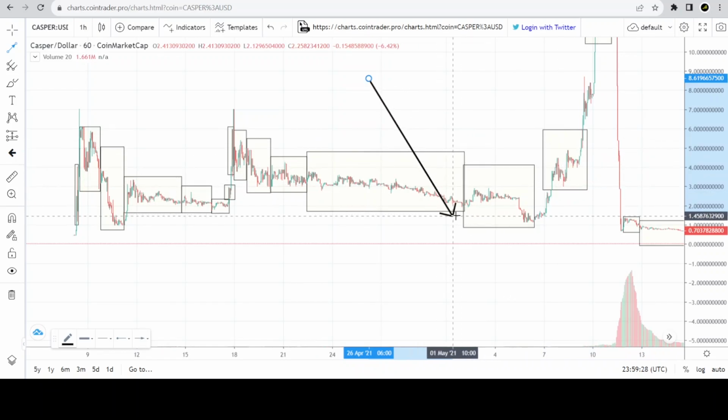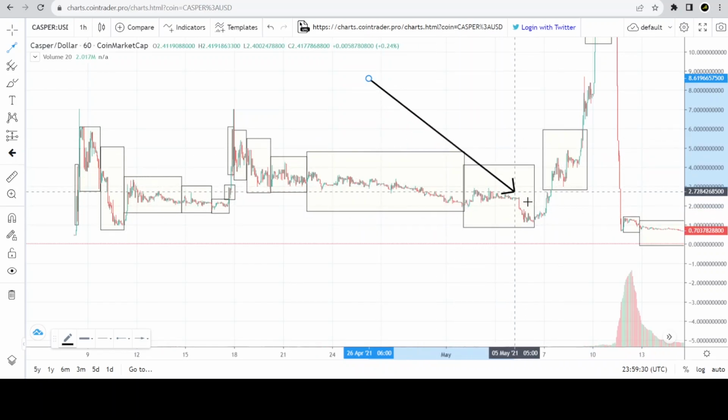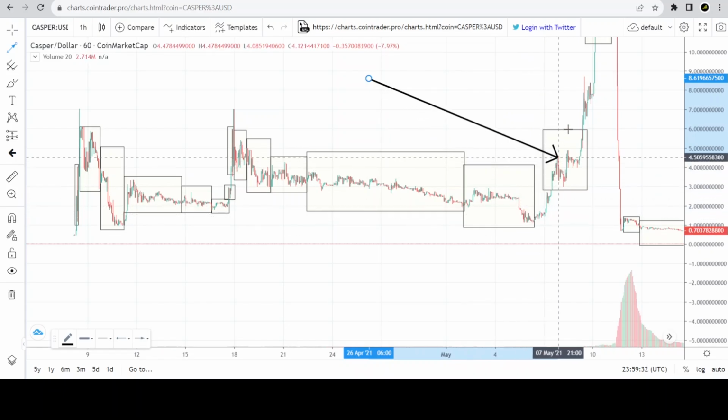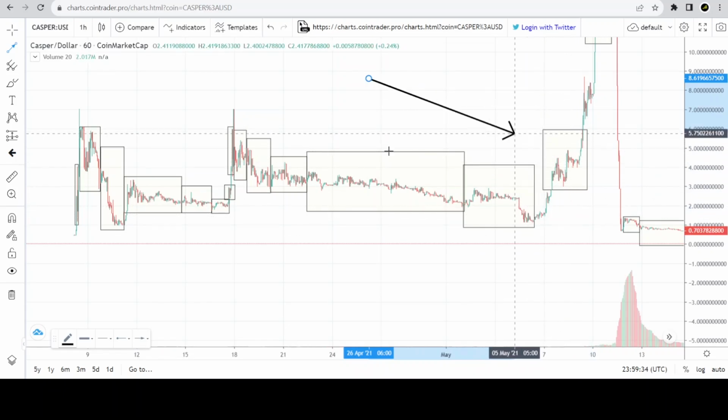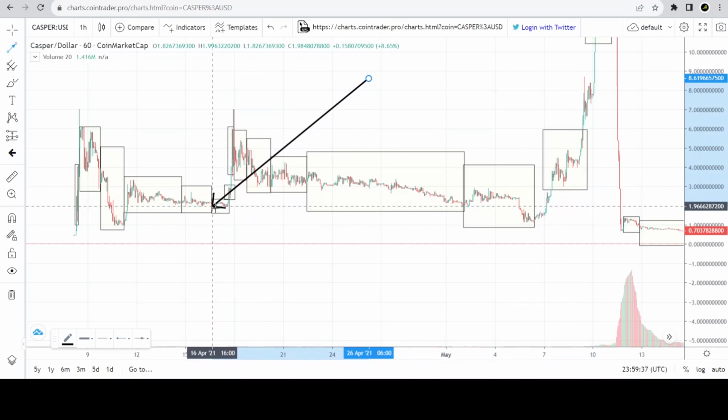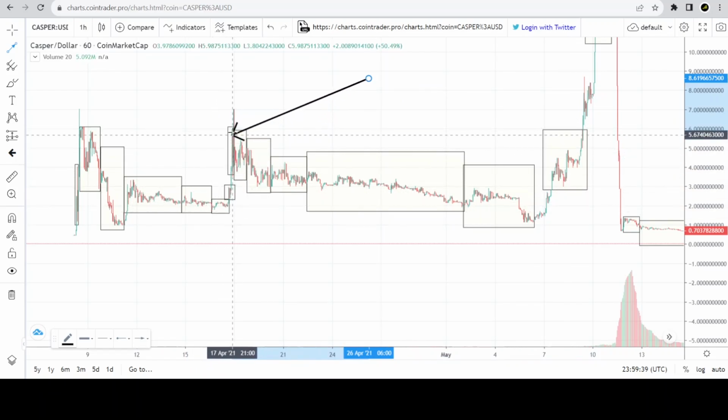So this fractal that we're following is right here. This is the bounce. And after the bounce, as you can see, comes the bull run. Now, this bounce is played out over here. And as you see, after the bounce came the bull run.